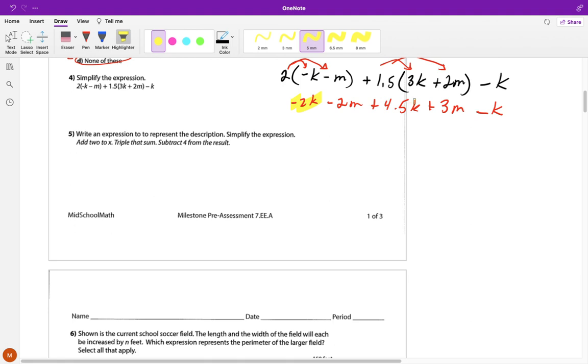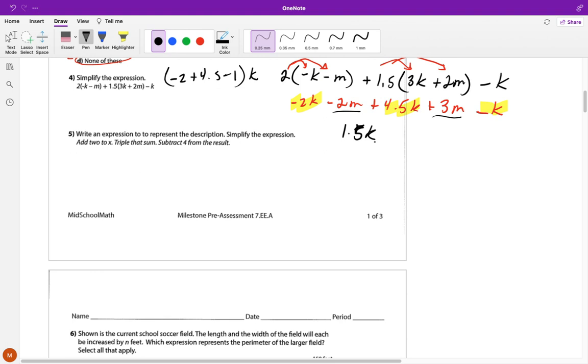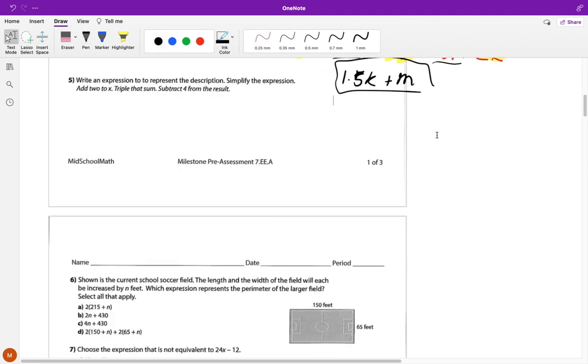Well, here we have k, k, and k. So remember, we can just add all the numbers out front. So negative 2 plus 4.5 minus 1, and that's k. So this is then going to give me 1.5k. And then we have our other like terms of minus 2 plus 3, so plus m. And that will be your final answer.